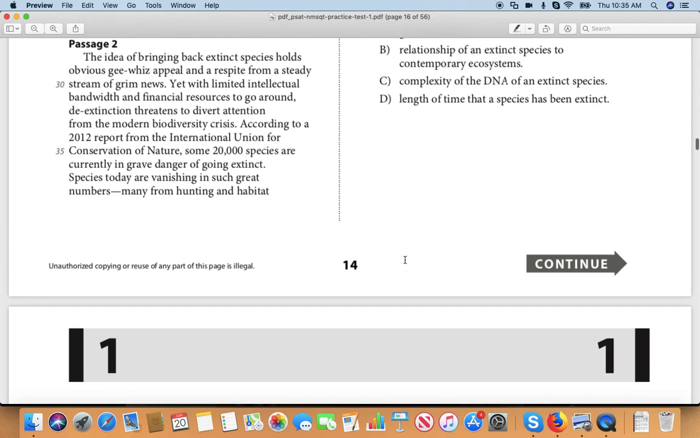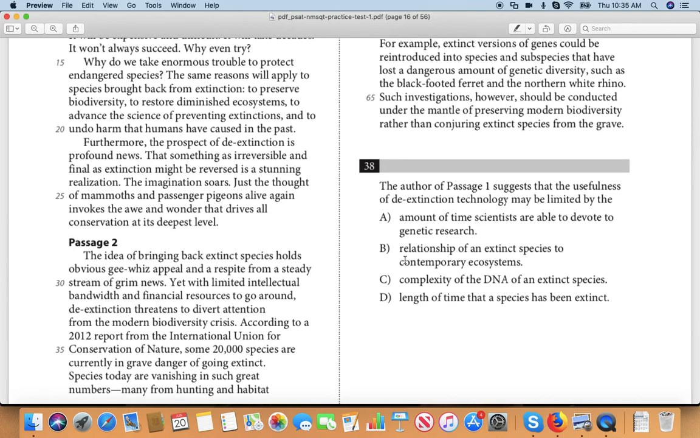Answer is B, most challenging. Read it again, most challenging. That's probably not going to work. Well, yeah, I want to hear it. But I agree with you. But I want to hear it. Just the thought of mammoths and passenger pigeons alive again invokes the awe and wonder that drives all conservation at its most challenging level. How's that sound? That doesn't sound like it.